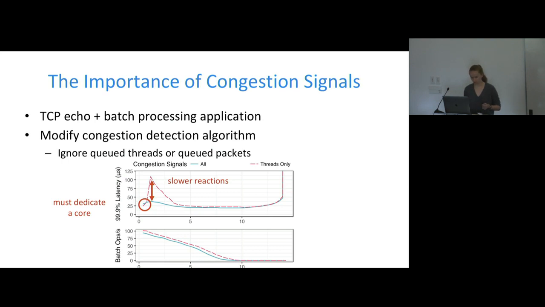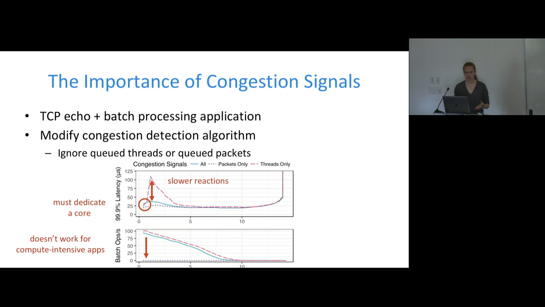So now let's look at a variant where we only consider packets. We don't consider the queuing delay of threads. With this variant, our Echo server performs fine, but we can see that we don't achieve any throughput for the batch application. The reason for this is that our batch application doesn't send or receive any packets. So if we only use packets to decide when to add more cores, we don't add any cores, and it never achieves any throughput.